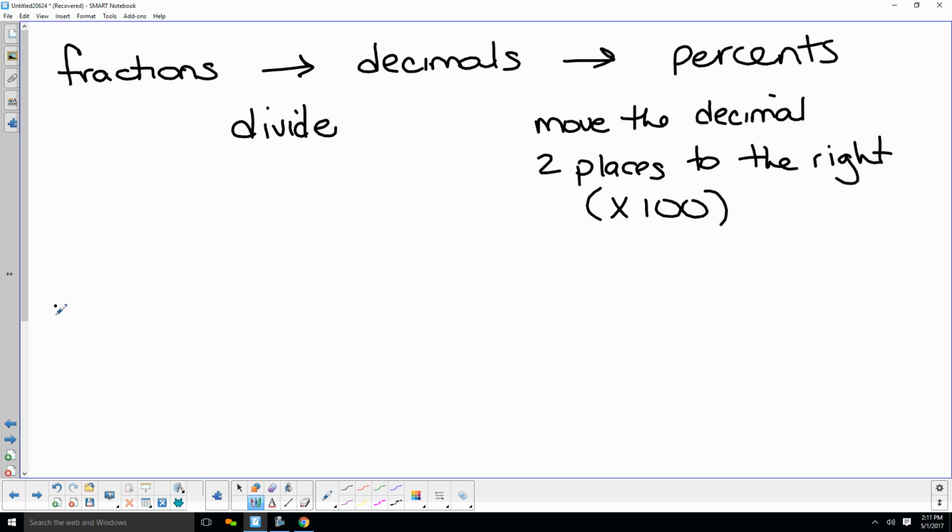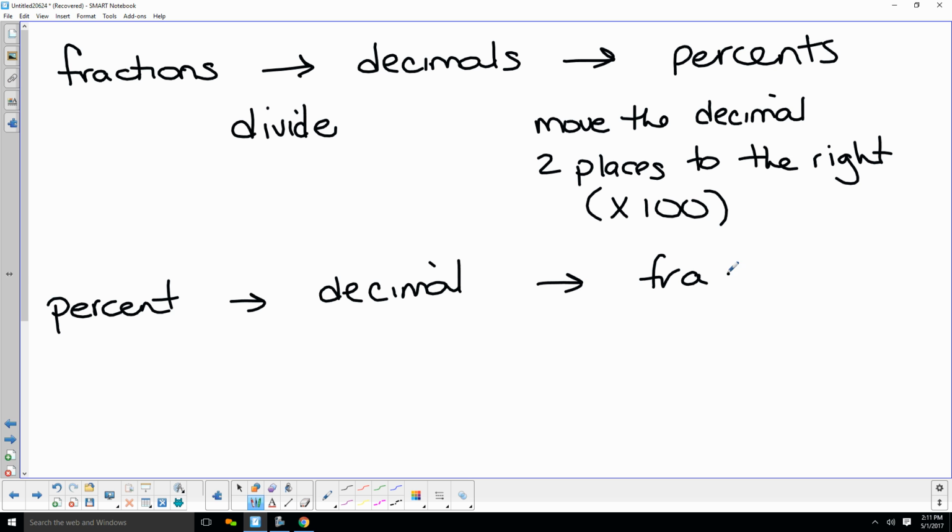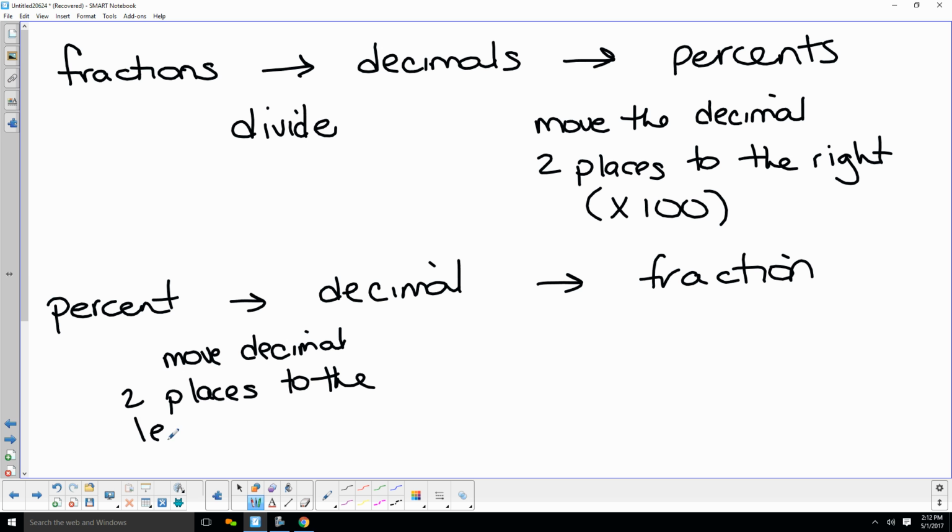The other thing we can do is go from a percent to a decimal to a fraction. Now, to move from a percent to a decimal, I'm going to move the decimal 2 places to the left. Which means you are dividing by 100. Because all that does is just move your decimal 2 places to the left.